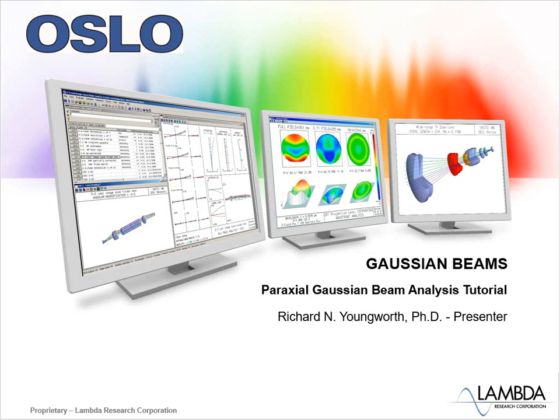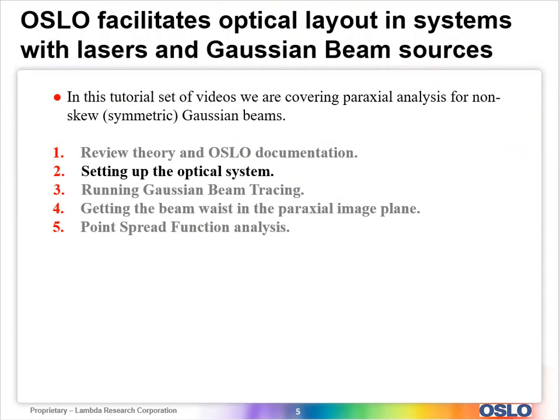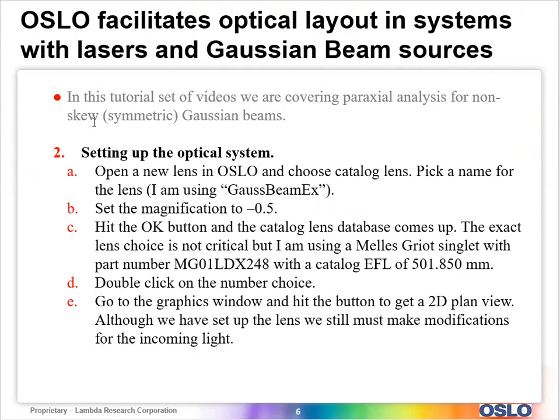Hi OSLO users, we're going to continue our series on Gaussian beams and the tutorial associated with it. So this is the second video in the series. We're going to set up an optical system here, and it's going to be a catalog lens. So there are two slides here for what we're going to do.